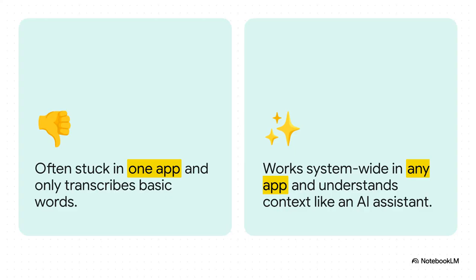Now, you might be thinking, wait a minute, I've got voice typing on my phone, right? What's the big deal? But this is a whole different ballgame. You see, standard voice typing is usually locked inside one single app. Wispr Flow works system-wide. It also understands context across multiple sentences, which is a huge leap forward from just transcribing one word after another.